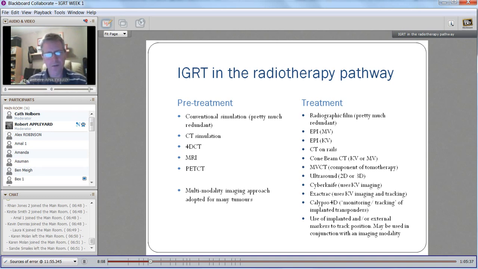So we've got a number of things on this slide. The reason I put this up is that over the next few weeks we're going to look at some of the modalities, some of the technology that we use in both the pre-treatment and the treatment stages of the radiotherapy pathway. So next week in the workbook we're going to focus a little bit more on the pre-treatment stages of radiotherapy and look at some of the technologies that are used to help us in imaging at that stage.